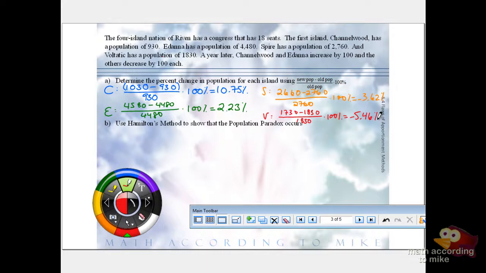So Channelwood has the fastest growth. Edina's got the second. And then Spire and Voltaic. People are running for their lives. So when we do this again, we should not see Spire and Voltaic gaining any seats, but they're going to. One of them's going to at least. And Channelwood and Edina are going to lose. And that creates this paradox.